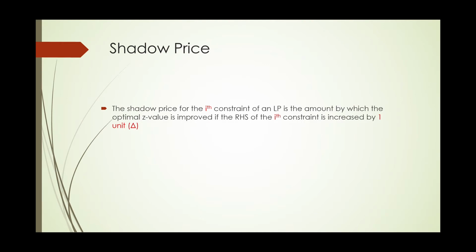So shadow price. Shadow price for the ith constraint of an LP is the amount by which the optimal z value is improved if the right hand side of the ith constraint is increased by 1 unit, and this little delta here represents that.